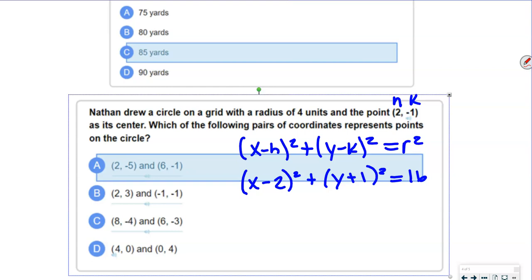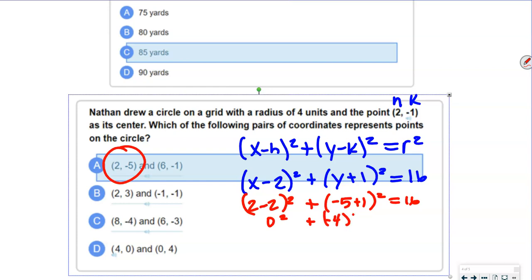So what we're going to do is put in this (2, -5), so that's going to be (2 - 2)² + (-5 + 1)². Does that equal 16? So this is going to be 0² + (-4)² = 16. So that's definitely 16 equals 16. So that point works. Let's try this other one right here.